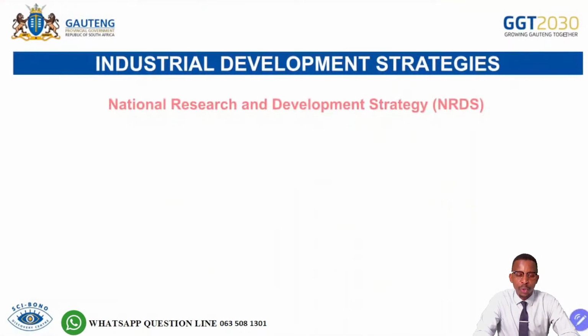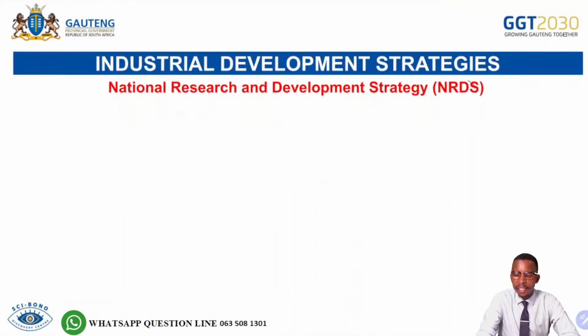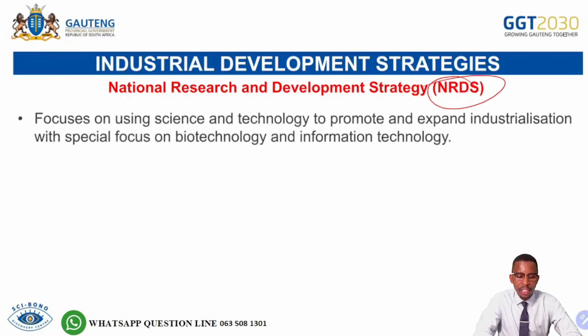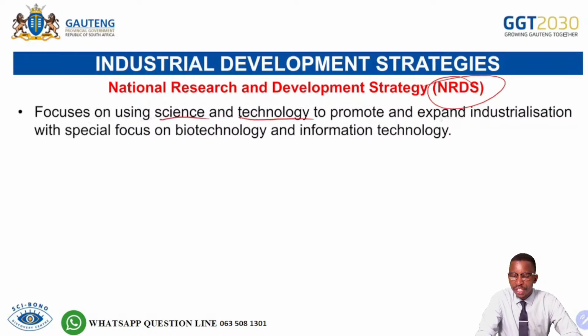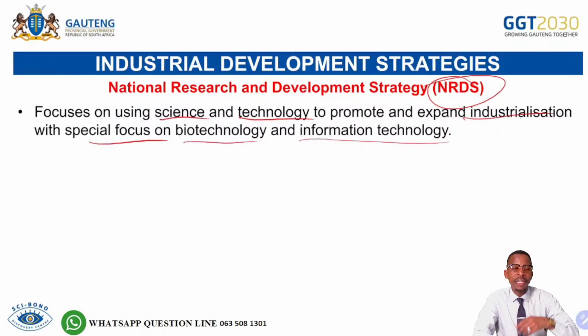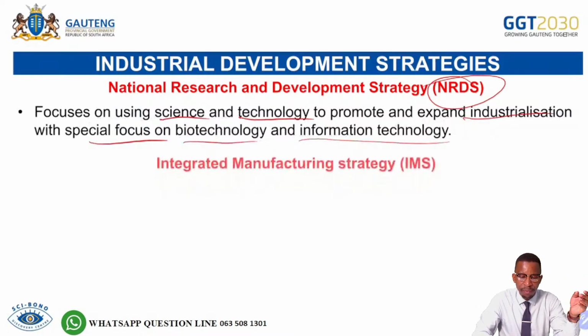Then we talk about two strategies also, which is the NRDS, National Research Development Strategy. So the strategies are aimed as follows: focus on using science and technology to promote expansion of industrialization, with special focus on biotechnology and information technology. So this one mainly focuses on improving technology so that there will be a variety of goods produced in South Africa using that high level of technology for the sake of economic growth in the country.